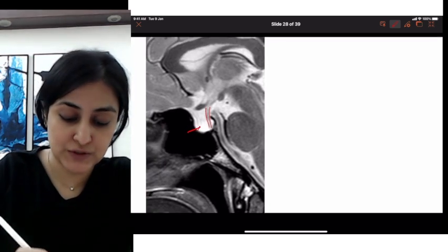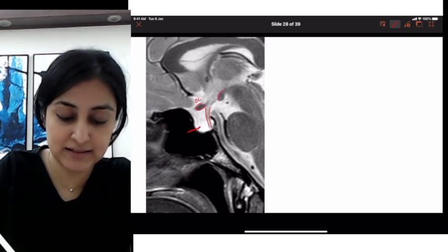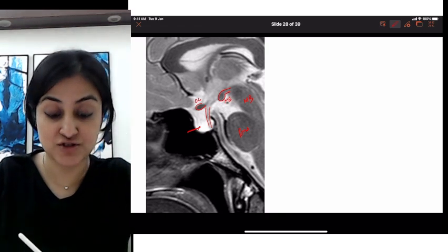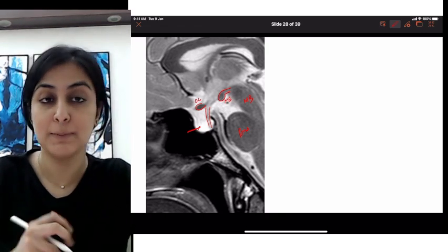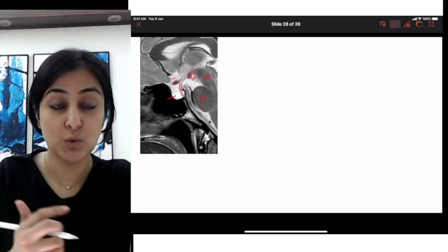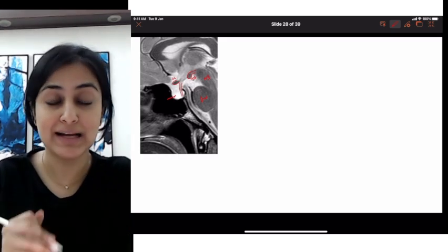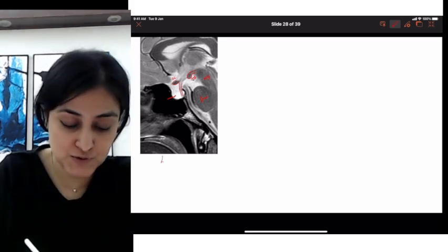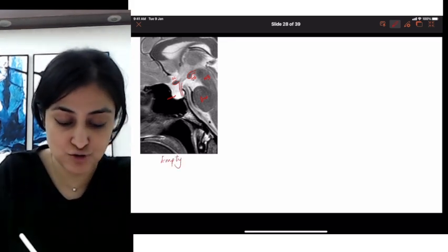What is this structure that you are seeing? This is the optic chiasma anteriorly, and this is the mammillary body. This is the midbrain, and this is the pons. These are the midline structures that you are seeing on the mid sagittal plane. The most important part: what is going on with the pituitary parenchyma and why is CSF occupying the sella? This particular sign is called empty sella syndrome.